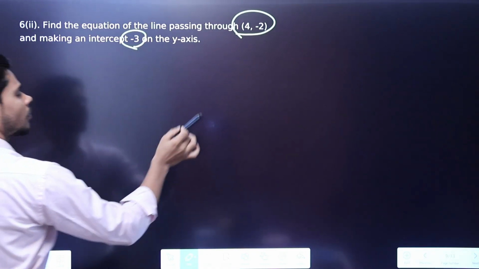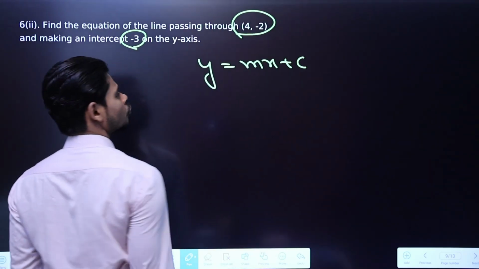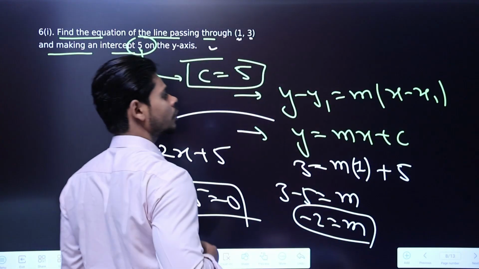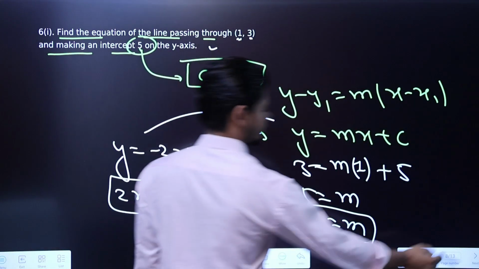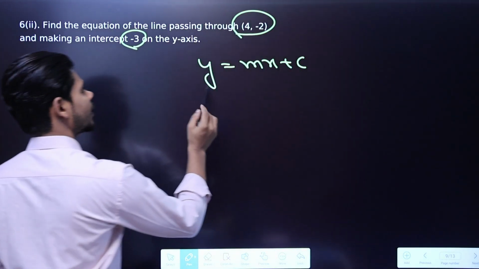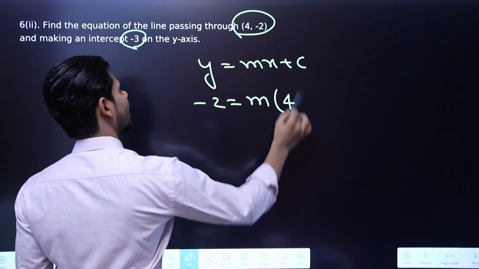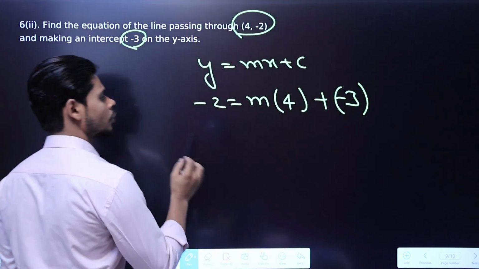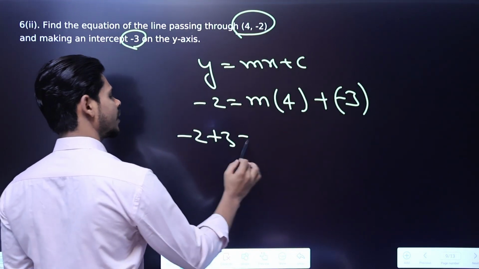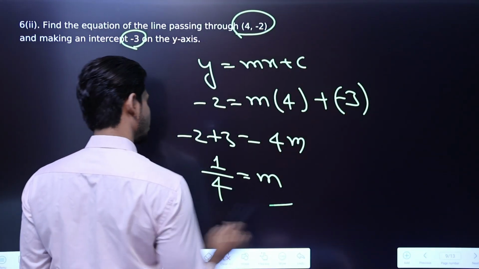Okay, next question. Find the equation of a line passing through (4, minus 2) and making an intercept of negative 3. Again the same type of question. So write y is equal to mx plus c. After finding the slope, you can also use this equation, no problem. The answer will be the same. So from here y is negative 2, m we don't know, x is 4 and c is negative 3, right? Now it will become minus 2 plus 3, that is equal to 4 times m, so it will become 1 by 4 is equal to m. So this is your slope.